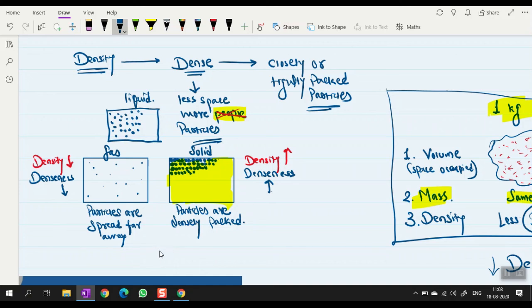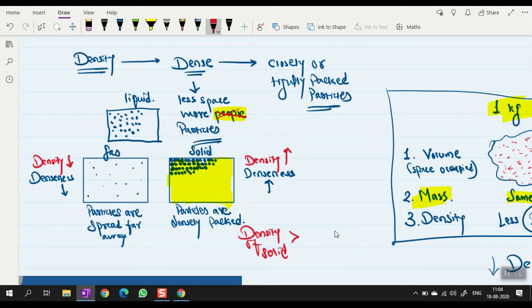Can you tell me which one has the greatest density just by looking at the arrangement of particles? Yes, now you can easily say, since more mass is packed in a particular volume in any given solid, hence the density of solid is maximum. This is general information, not accurate, because wood is also solid but it has less density, but generally solid has the greatest density.